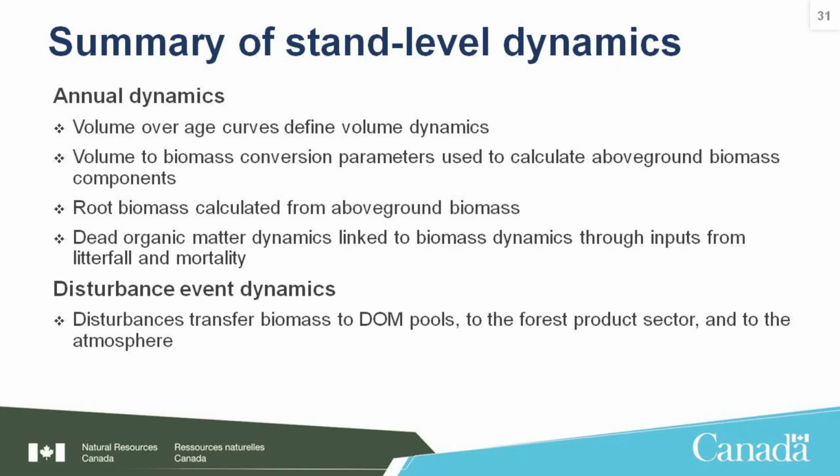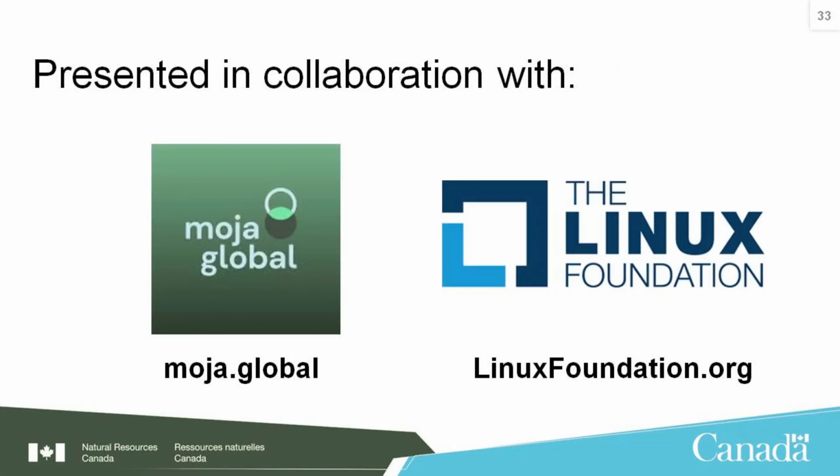In some stands in some years, the user can implement disturbances that transfer biomass to the DOM pools, the forest product sector, and to the atmosphere. This concludes part 1 of the science of the GCBM.